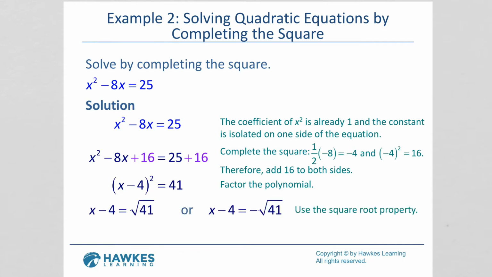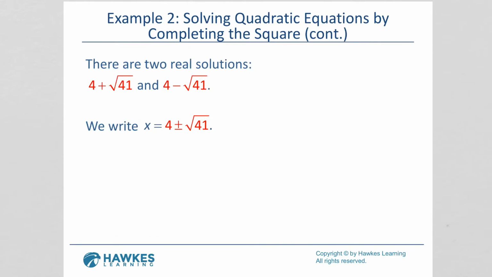Now we'll simply take the square root of both sides, which leaves us with x minus 4 is equal to the square root of 41, or x minus 4 is equal to negative square root of 41, which means our solution for x is equal to 4 plus the square root of 41, and x equals 4 minus the square root of 41. There are two real solutions, 4 plus the square root of 41 and 4 minus the square root of 41, and we can actually write that as x equals 4 plus or minus the square root of 41.